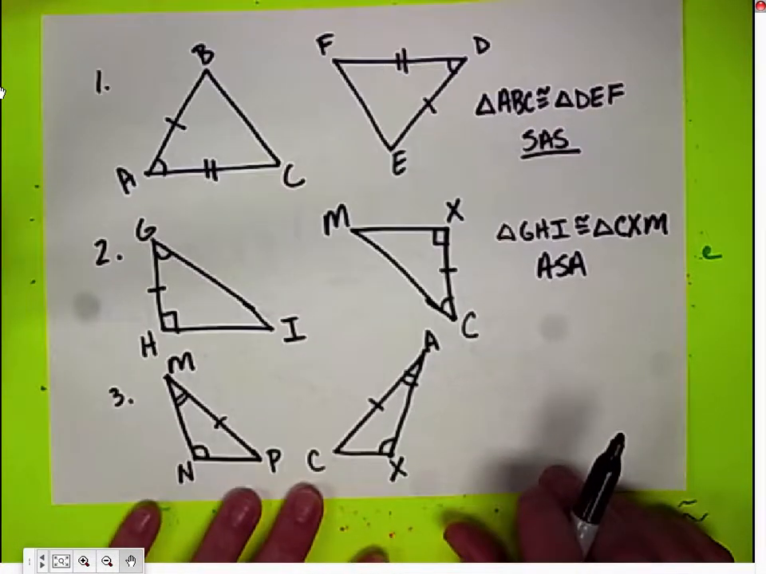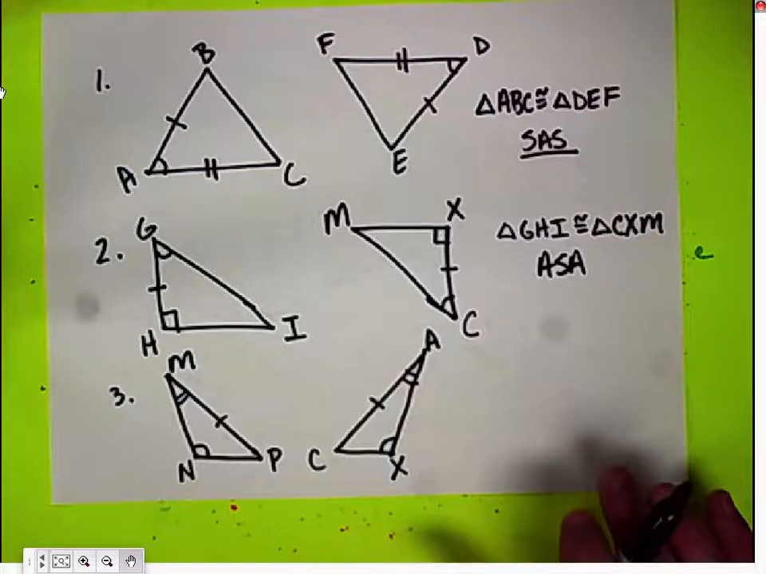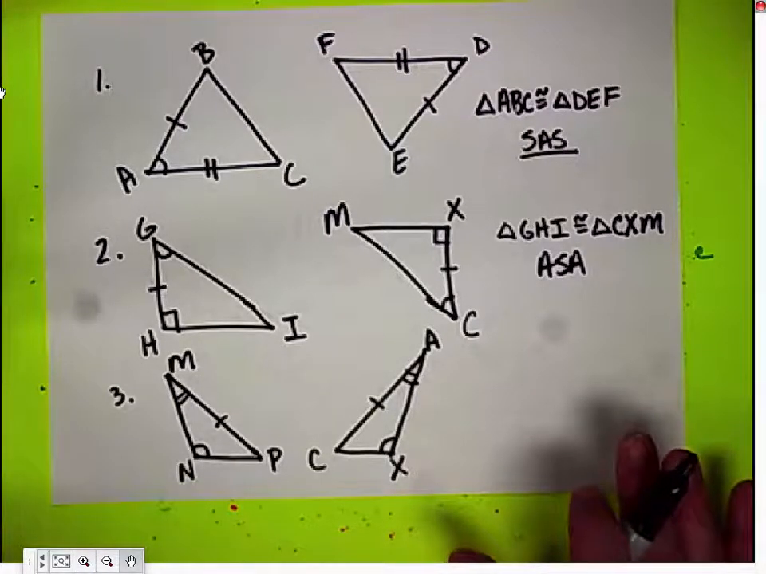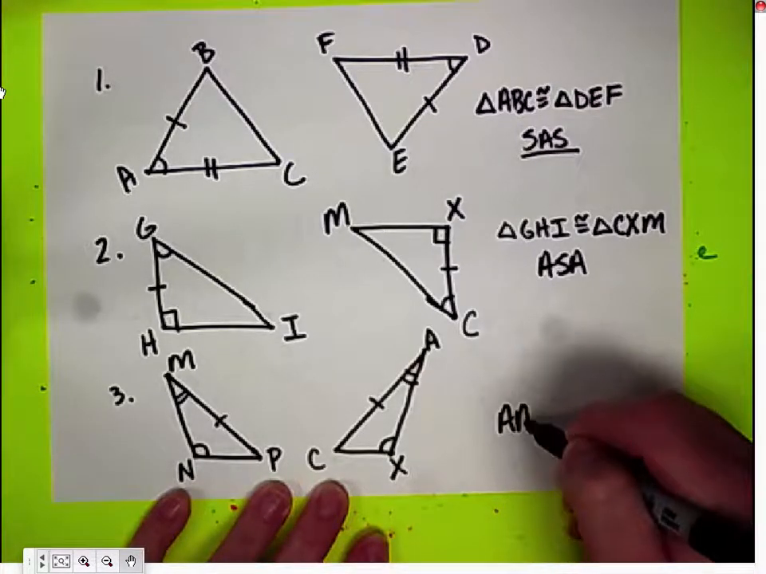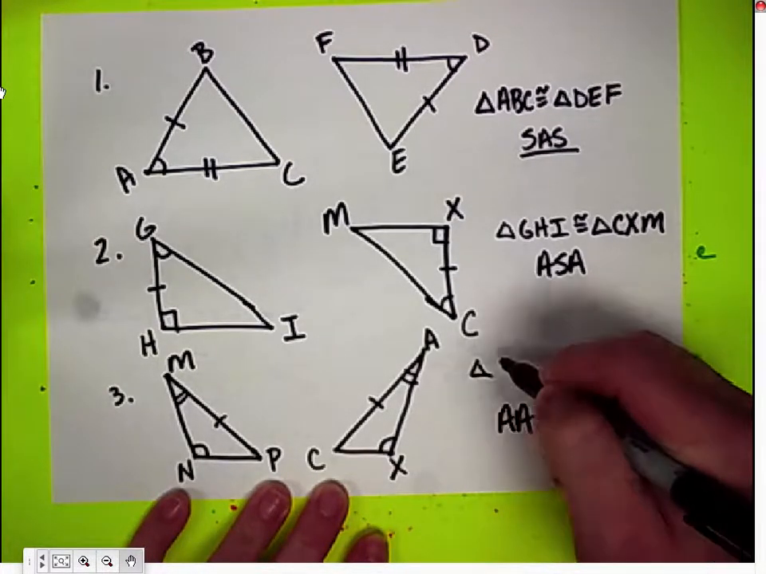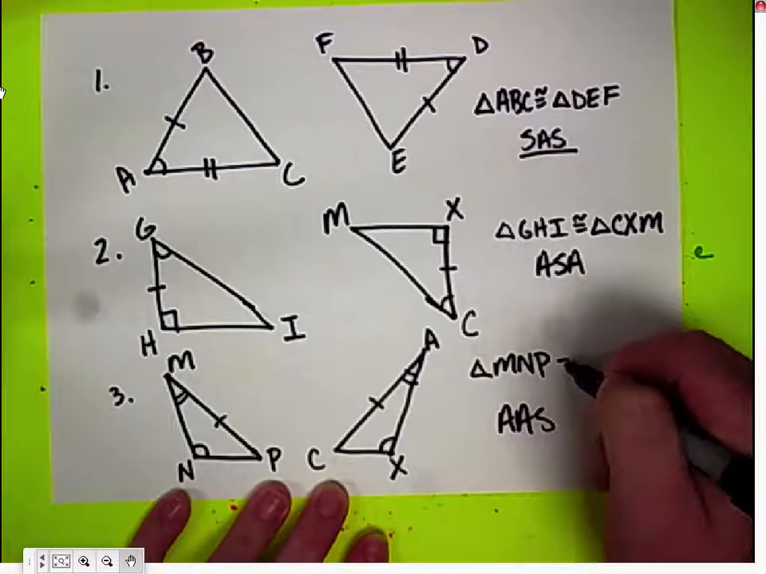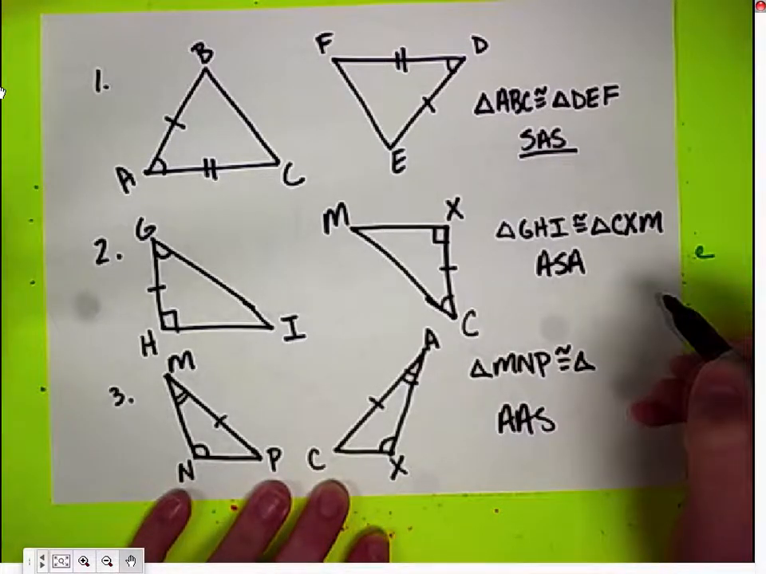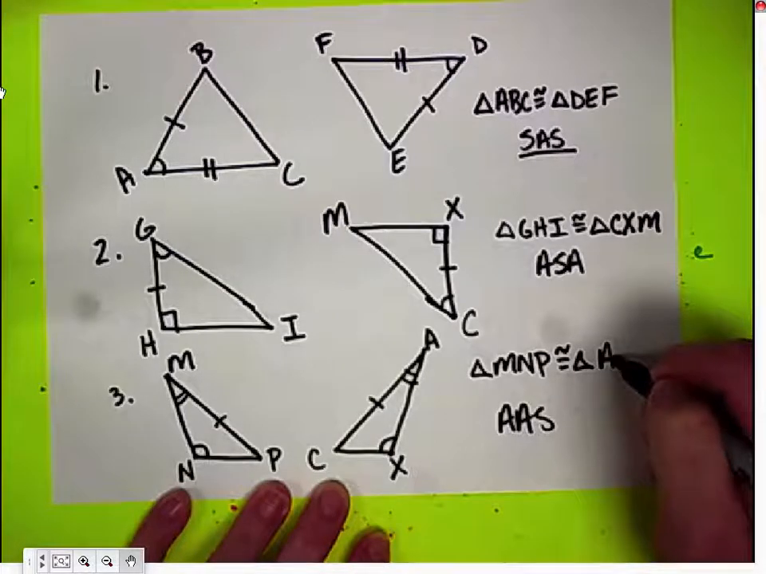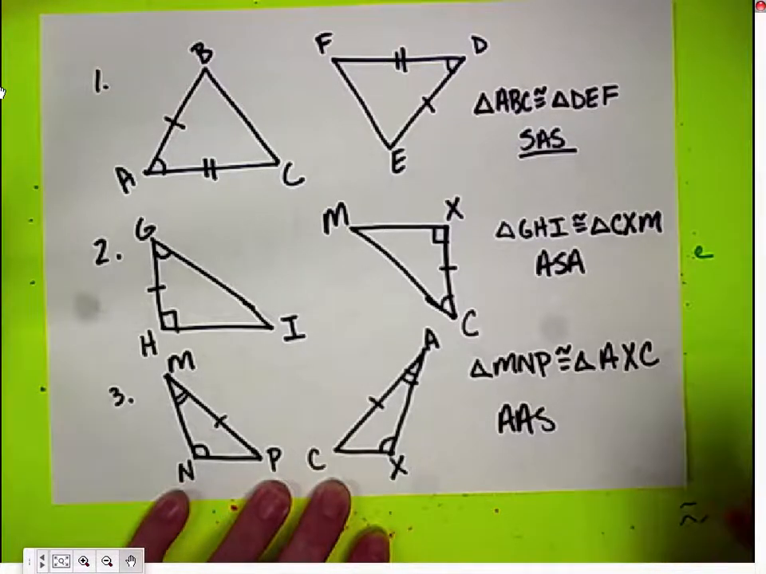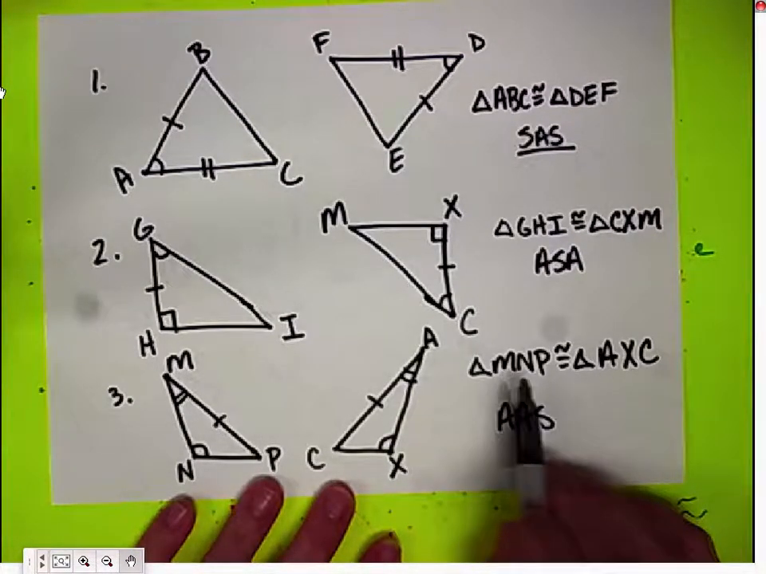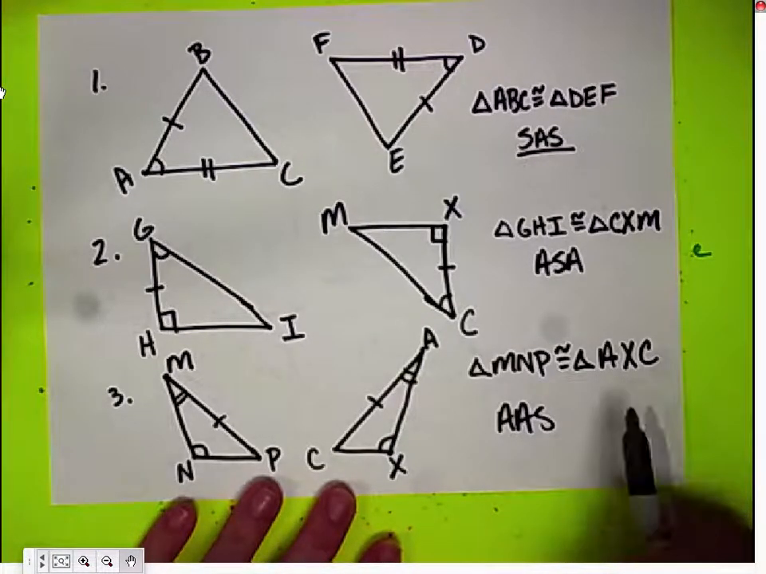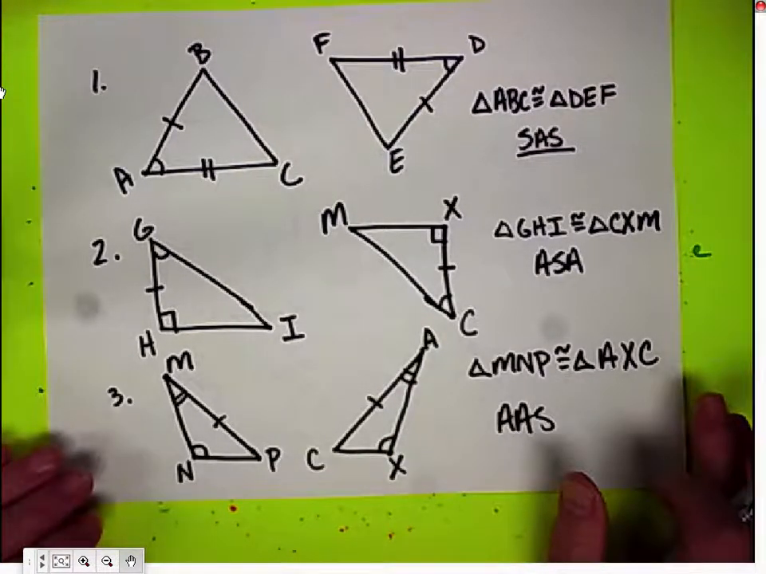Okay. What about the third one? Yes, it's angle, angle, side. You're right. And it is triangle MNP is congruent to AXC. Everybody got it? Now, if you wrote the first letters in a different order, the second one would have to be in a different order. There's different ways to do that.